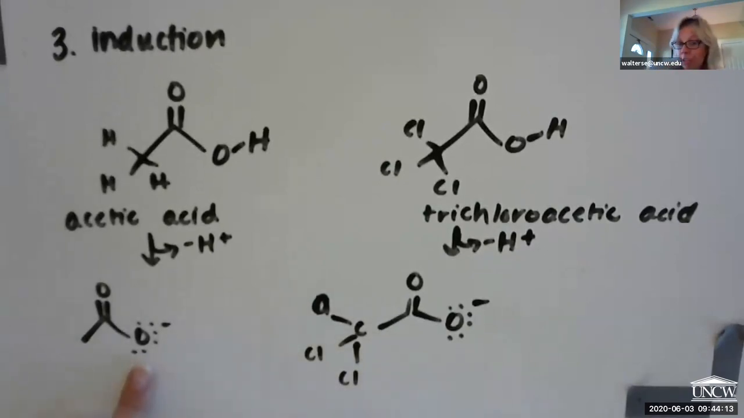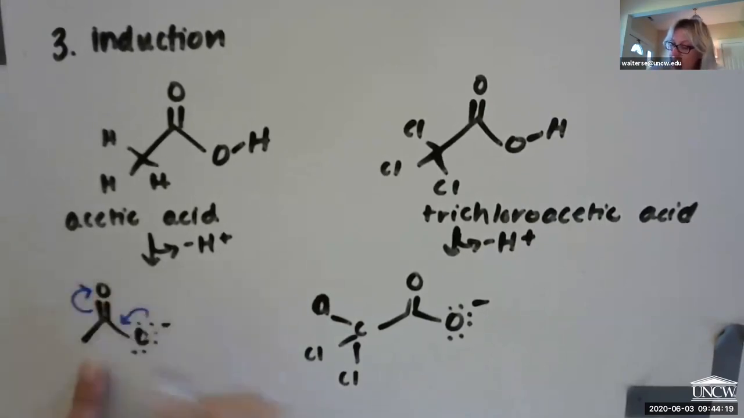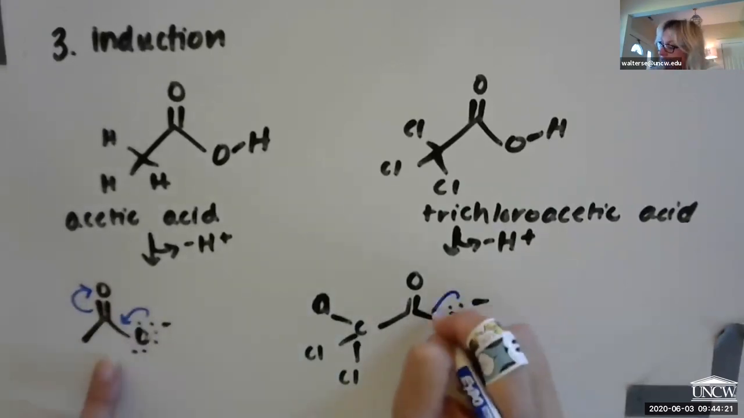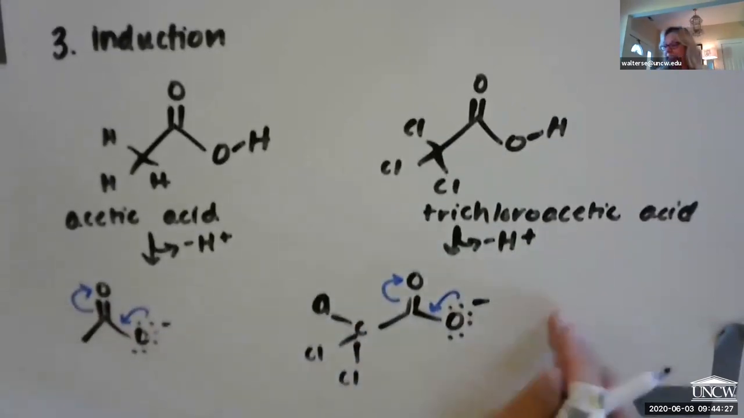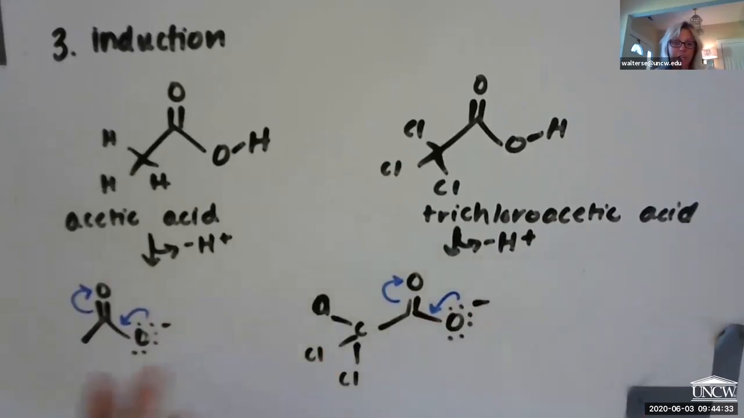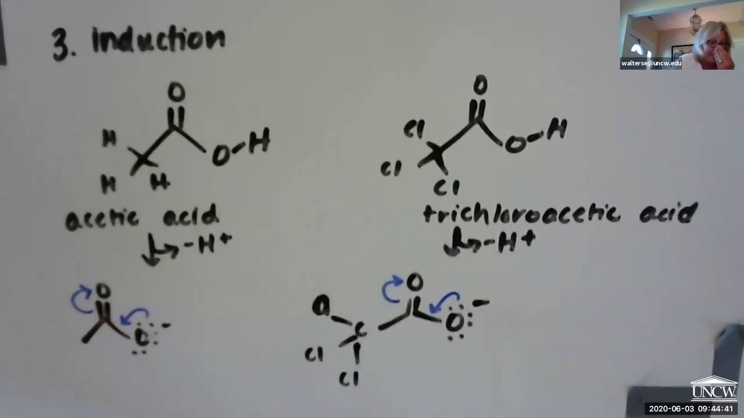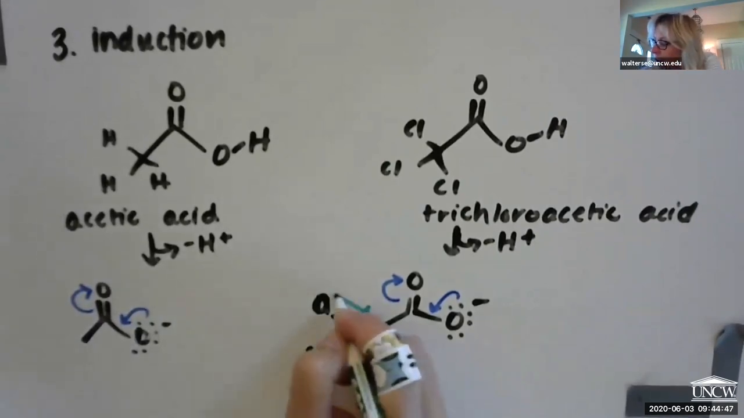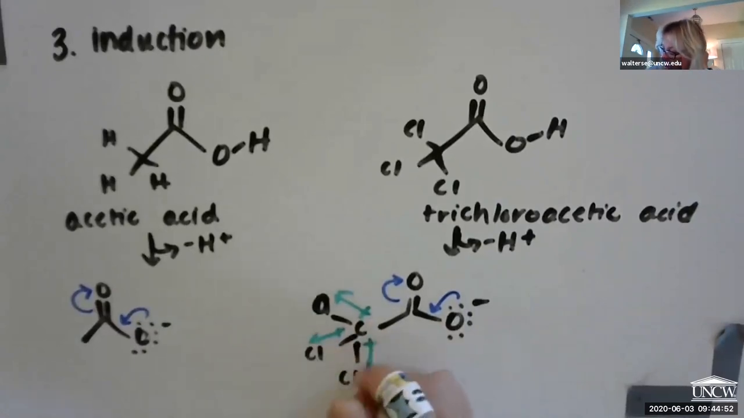Not going to draw the resonance structures, but I'll draw the resonance arrows. This is resonance stabilized, as is this species, resonance stabilized. So they would both have a second resonance structure. So resonance isn't going to separate these two species. What you have to look for in this case are bond dipoles or the inductive effect. So all of these bonds from the carbon to the chlorine are polar towards the chlorine.